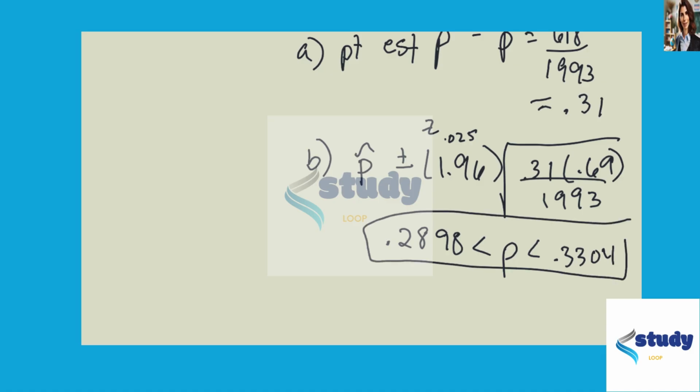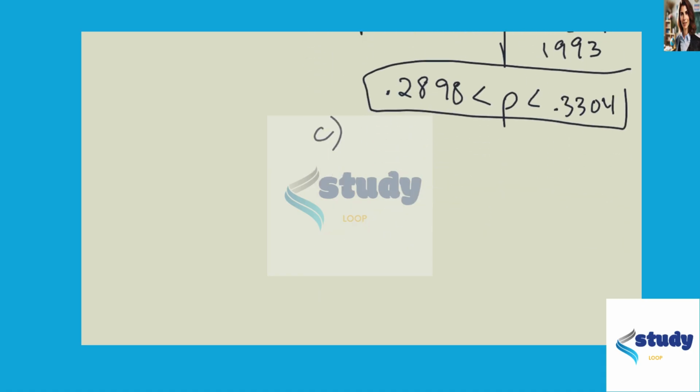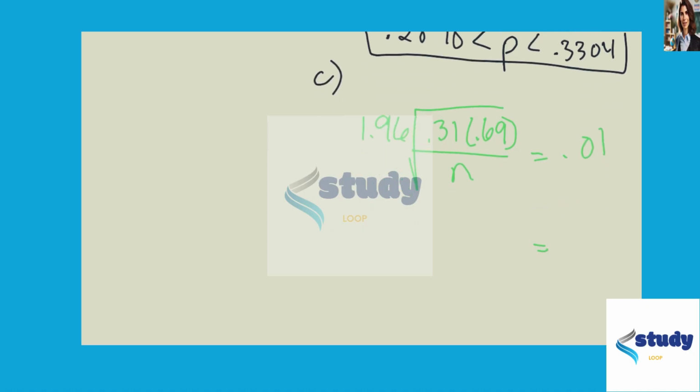Now it says C, how large a sample is required to have the margin of error be no more than 0.01 at 95% confidence. So we know that 1.96 times the square root of, and we're going to use that estimate of 0.31 and 0.69. I'm going to use that as an estimate since that was from a sample. And we want that to be 0.01. So we have our n value will end up being 1.96 squared divided by 0.01 squared times 0.31 times 0.69.